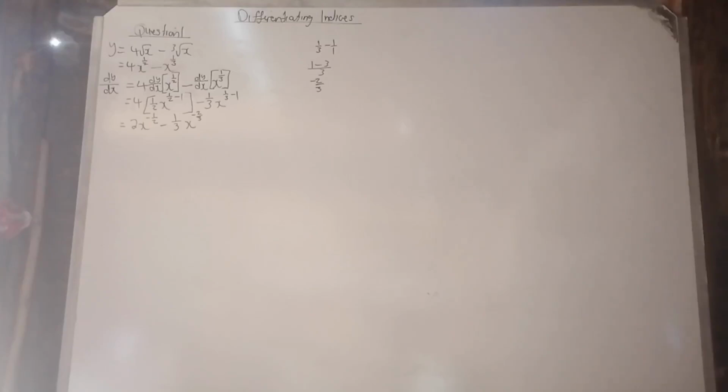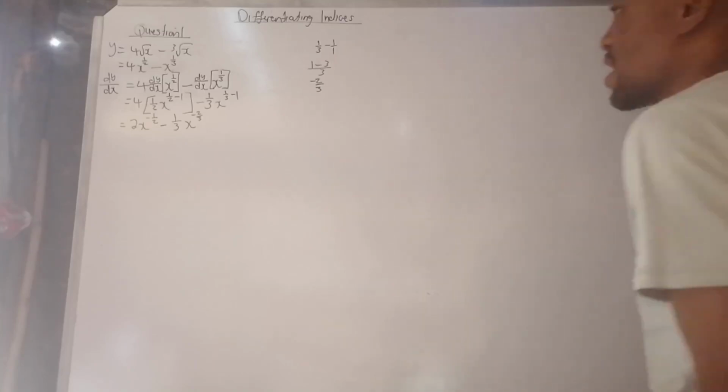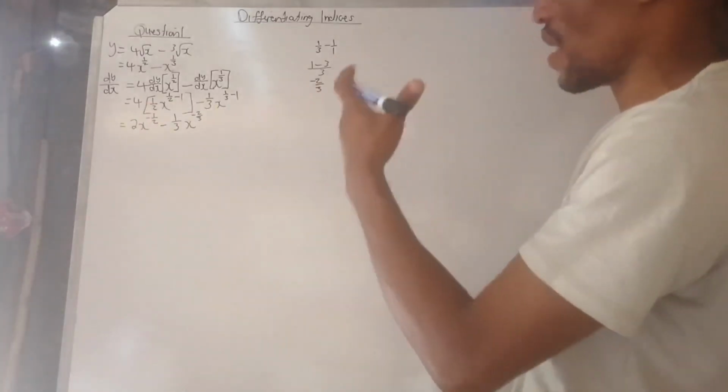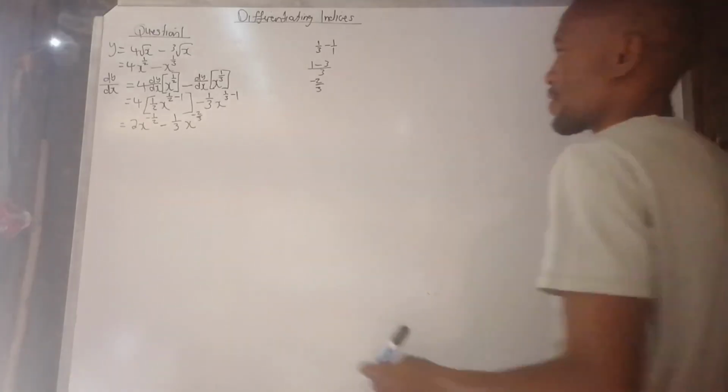So here I have my x and I have negative 2/3. And I'm done. But in most cases in grade 11 and grade 12, they love saying, write your answer with positive exponents. They love saying that. So meaning we need to make the exponents positive, as you can see that they are negative.